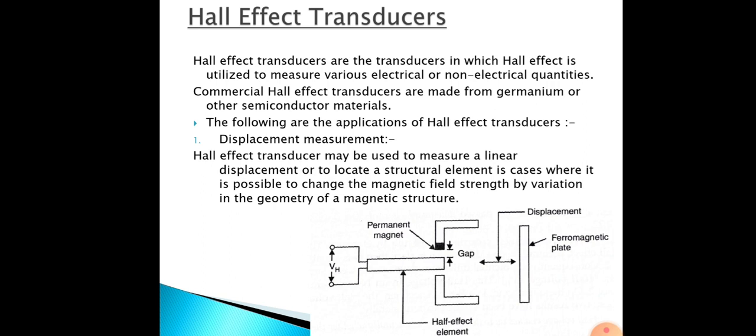So the field strength produced in the gap due to the permanent magnets is changed by changing the position. The field strength will be changed when the ferromagnet plate is moved. Due to that, the voltage output also will be changing. In this manner your Hall effect transducer will be working.